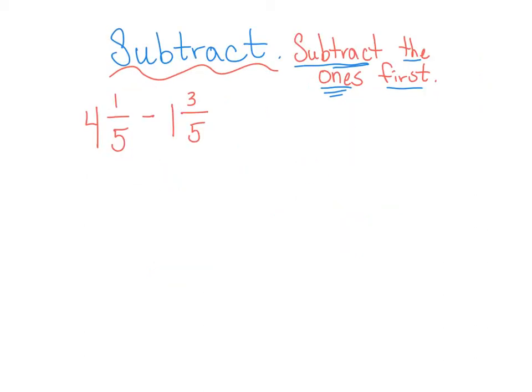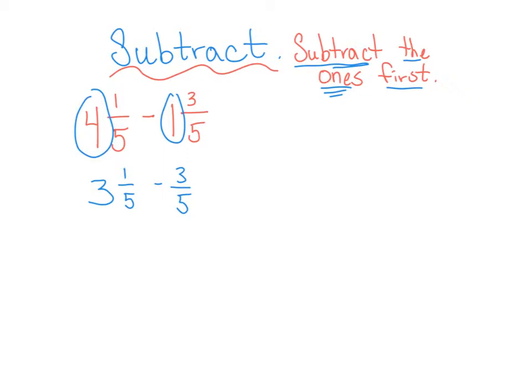All right, we're going to subtract 4 1/5 take away 1 3/5. And it's asking us to subtract the ones first. So we need to subtract the wholes first. And how we do that is we're simply taking away 4 minus 1, and 4 minus 1 gives us 3. And we can't forget the fractions. 3 1/5, left with 3/5.